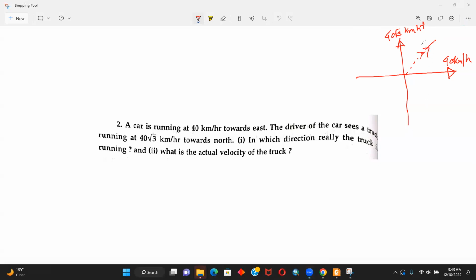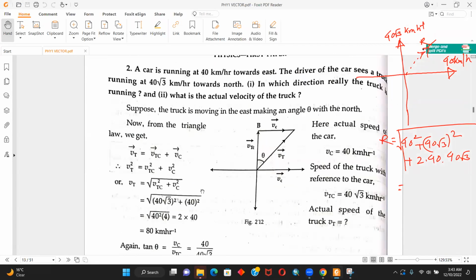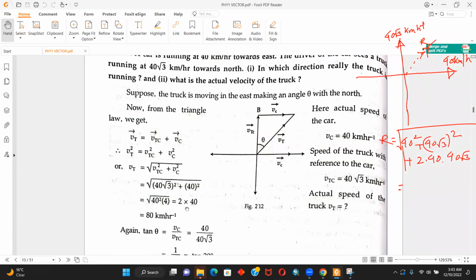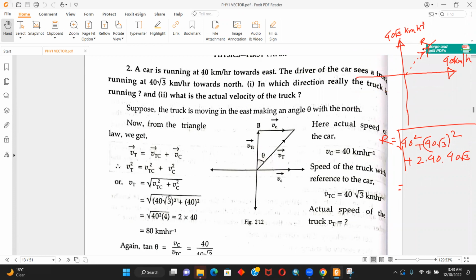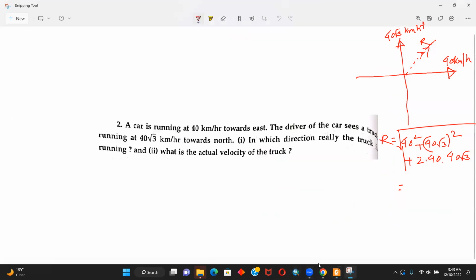Okay, so then what will happen is R will equal to square root of 40 squared plus 40 root 3 squared plus 2 times 40 times 40 root 3. So tell me, let me know what is the value for that. There is a cosine 90 as well. So it will be 80 kilometers per hour. Okay, this is cosine 90.